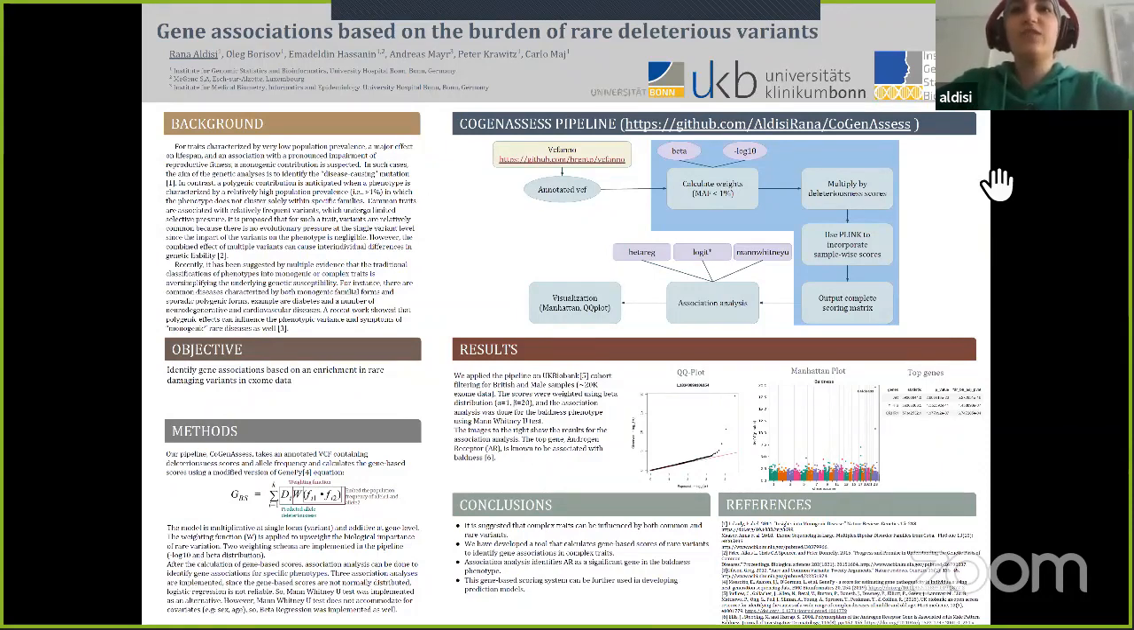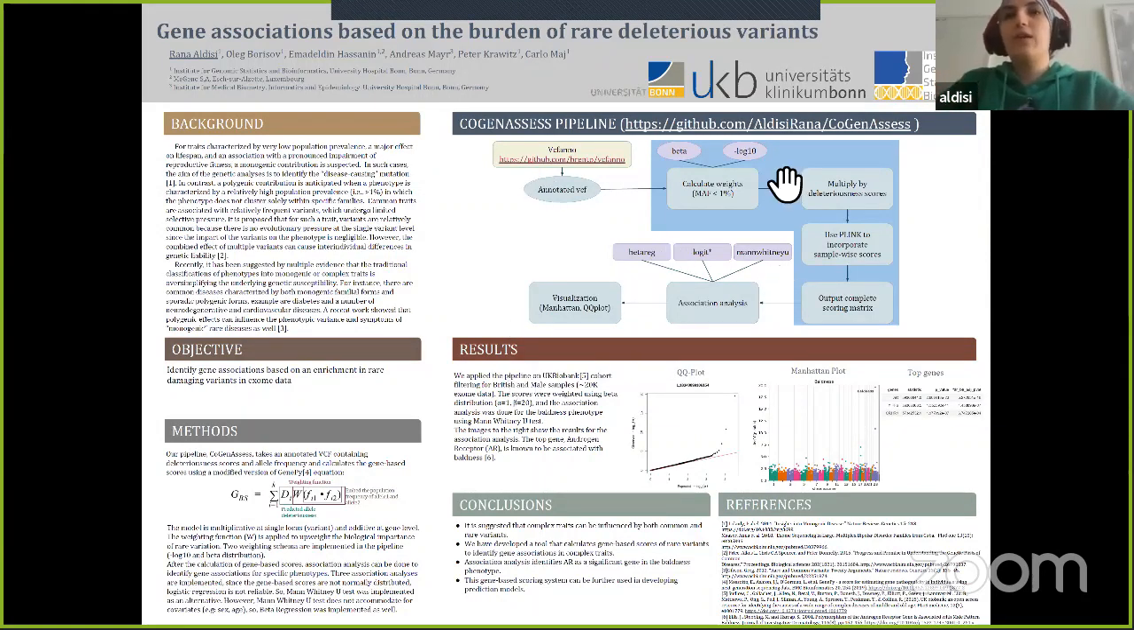However, recently it has been suggested that these two classifications oversimplify the genetic contributions of phenotypes. For example, there are common diseases that can be characterized by both monogenic and polygenic forms, like diabetes, neurodegenerative disorders or cardiovascular diseases. Also, recent work showed polygenic effects can influence the phenotypic variants and symptoms of monogenic diseases as well. So our objective is to identify gene associations based on an enrichment in rare damaging variants in exome data.